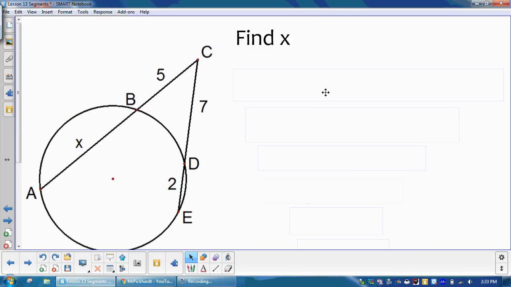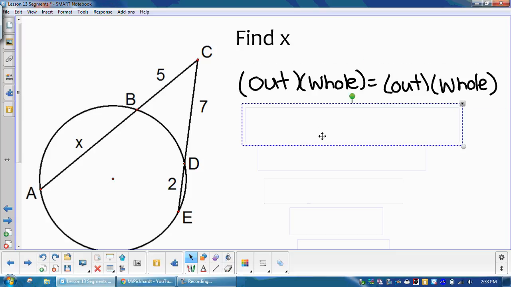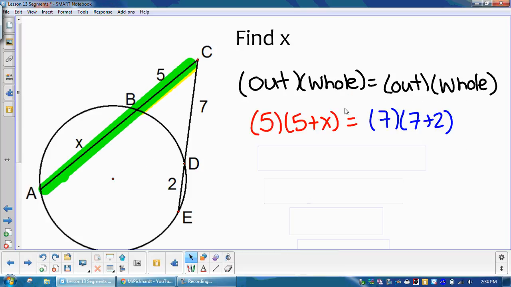I have two secants here, and I know the lengths of the outside pieces and the lengths of the pieces inside the circle. I'll start with the formula. The outside of this secant is 5. The whole thing is 5 plus x. We add those pieces together. So it looks like this on the left, 5, the outside, times 5 plus x, the whole.